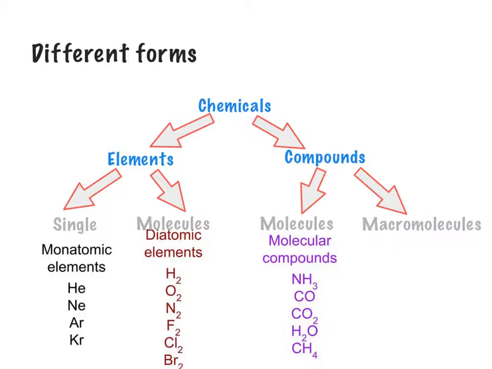Right, if we go to the larger ones, and these are probably easiest to remember, we have things like protein that makes up most of our body. Our DNA is another macromolecule, and by macro we mean there's a whole heap of atoms joined together.